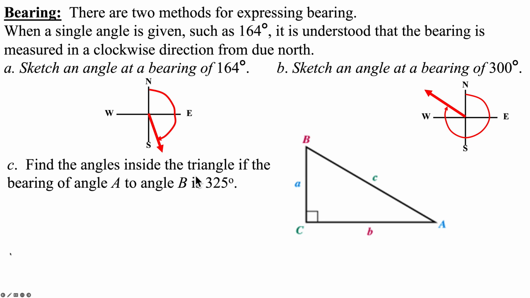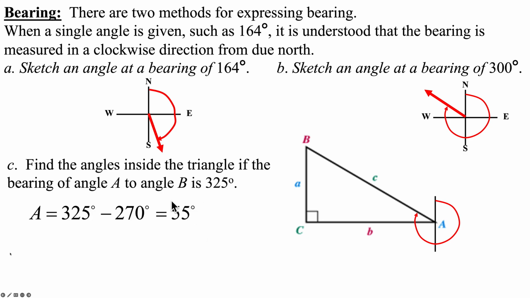I purposely chose this problem because it's not going to look right. Find the angles inside the triangle if the bearing of angle A to angle B is 325 degrees. So we're talking about this side. Here at point A, I have to make a north line. Start to rotate 325 degrees. That's 180, that's 270. So I need to find angle A. It's 325 degrees minus 270 degrees, which is 55 degrees.